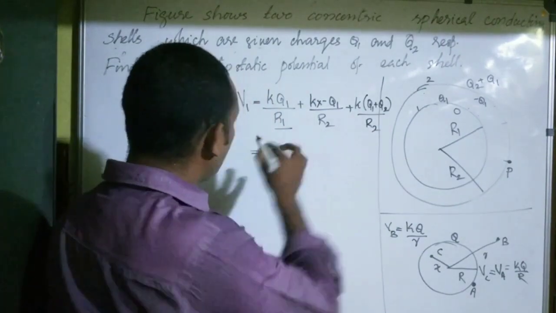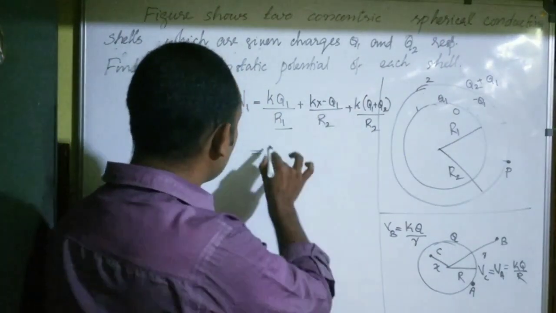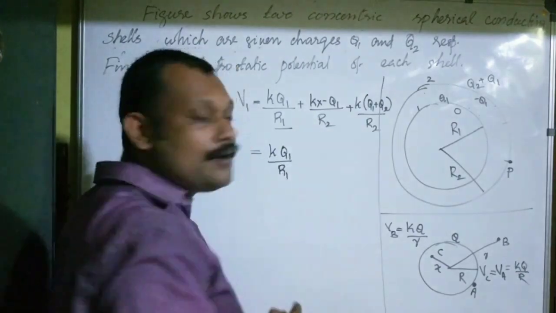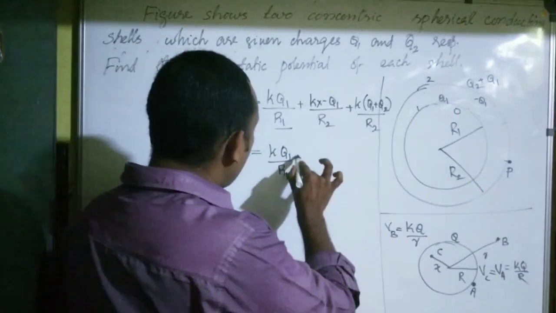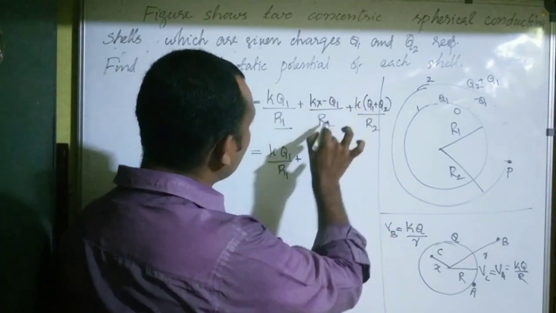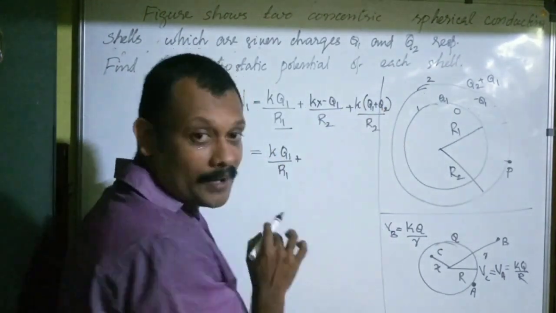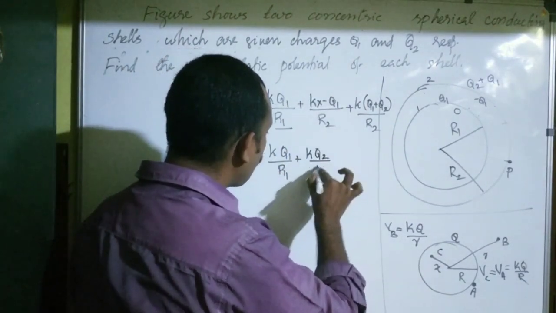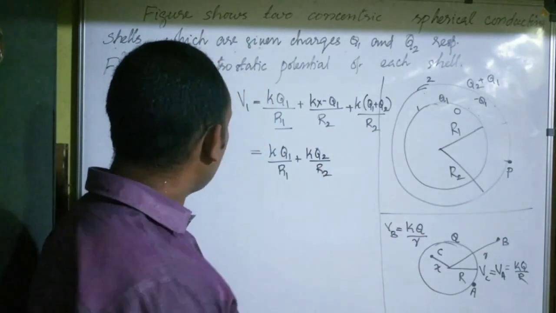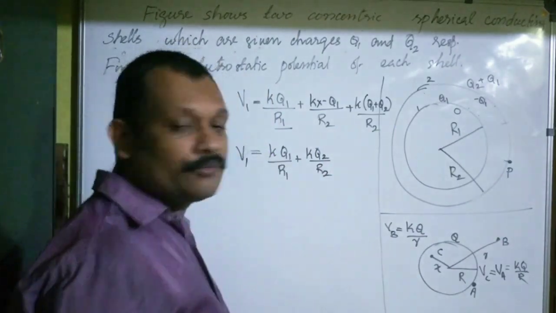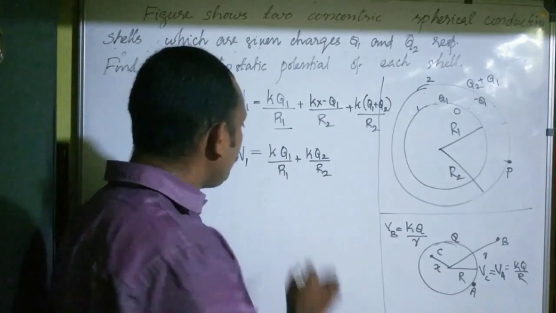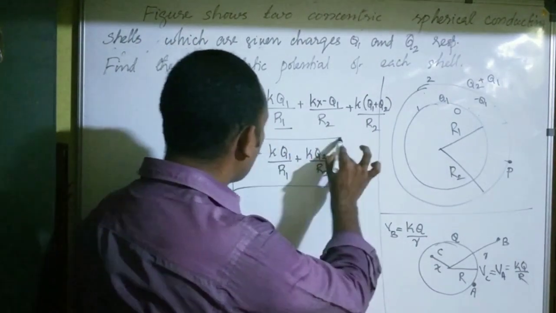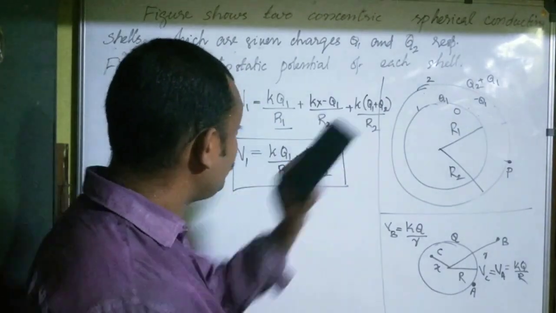All total, what will this be equal to? Okay, minus KQ1. This will give you KQ1 divided by R1, plus minus KQ1 by R2 and plus KQ1 by R2, so these two will cancel. This is KQ2 divided by R2. That is, total potential V1 is equal to KQ1 by R1 plus KQ2 by R2. This is the potential at the surface of sphere 1. This is an important point to be understood.